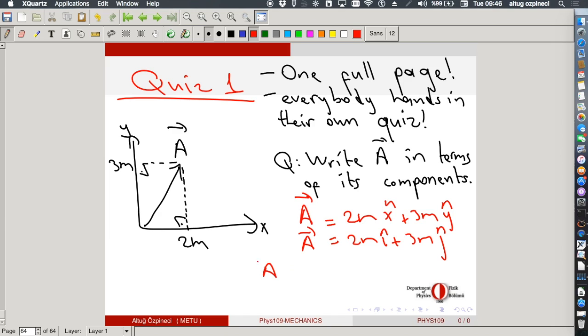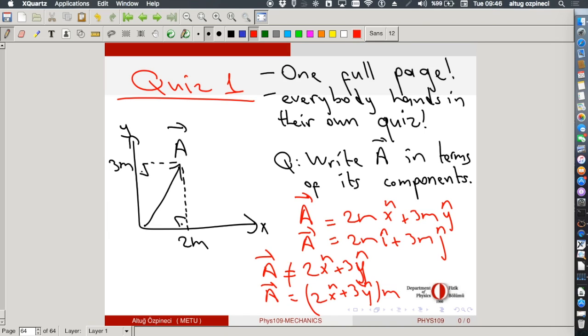A is not equal to 2x plus 3y. A is equal to 2x plus 3y meters. That's fine. All these three are fine.